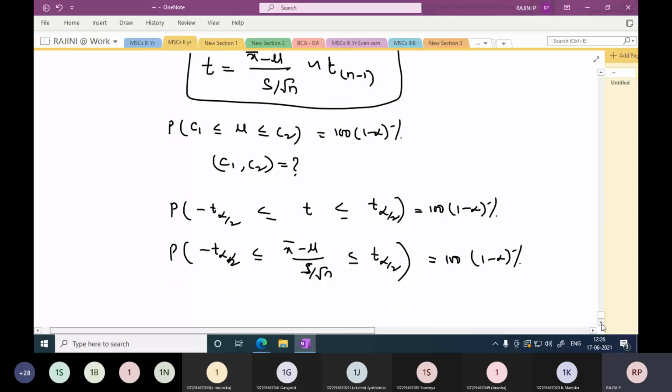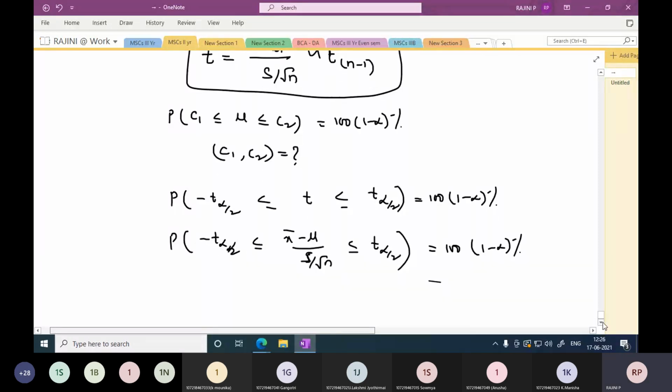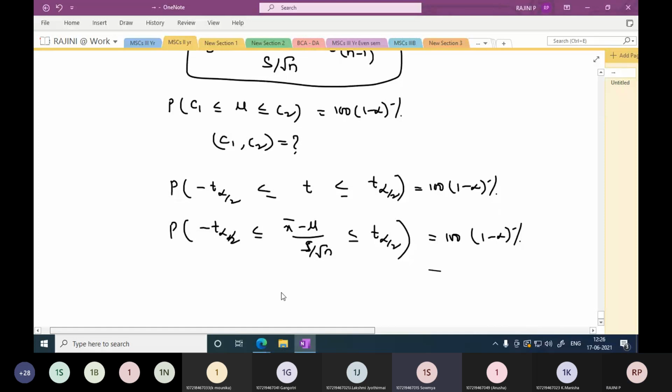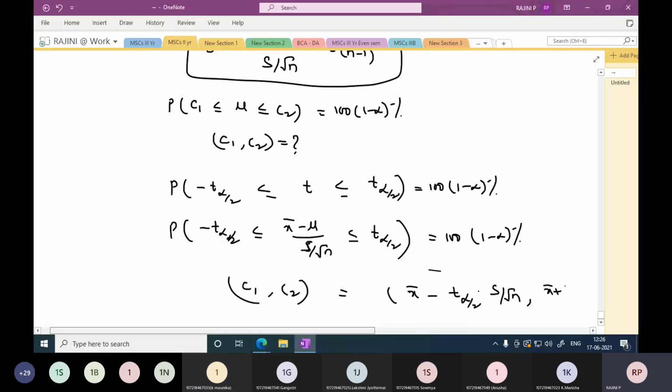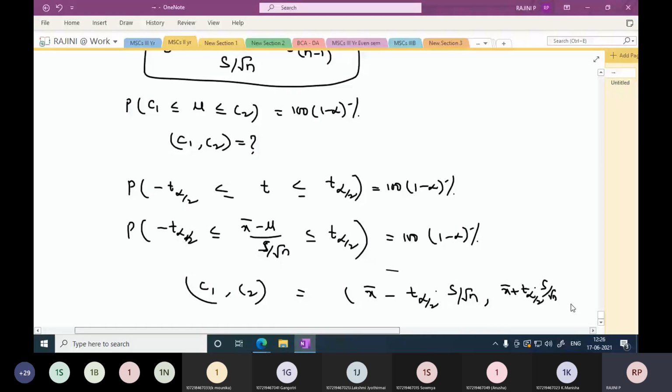Directly, dear, even without doing the calculations, you can say C1 is x bar minus T alpha by 2 into capital S by root n. Very good. And C2 is x bar plus T alpha by 2 into S by root n. Is it right, everybody? See, simple thing, dear.